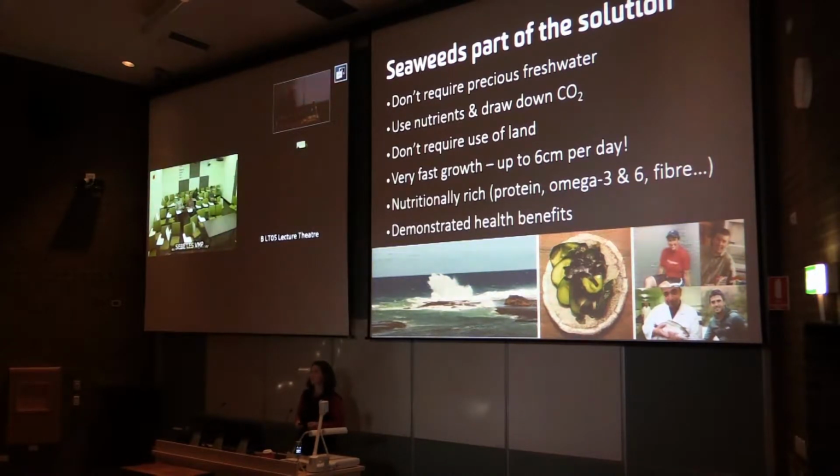The other thing about seaweeds is they've got incredibly fast growth rates. Some species can grow up to 6 centimetres per day. So you can almost see them grow before your eyes. So this has got incredible potential for rapid turnover of biomass and rapid food production.